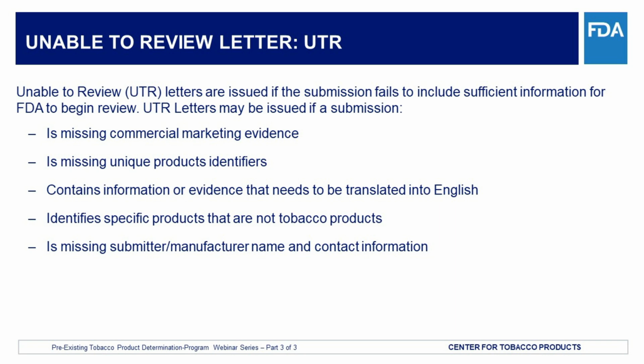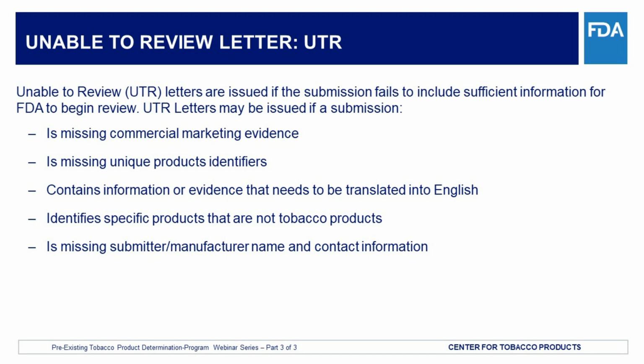After accepting the submission, FDA will review components of the submission. FDA may issue an Unable to Review, or UTR letter to the submitter, and close out the submission request and submission tracking number, or STN, based on errors such as missing information, submitting evidence in a language other than English, or if FDA determines that the product is not a tobacco product. Common issues which may result in a UTR letter are outlined in this slide.